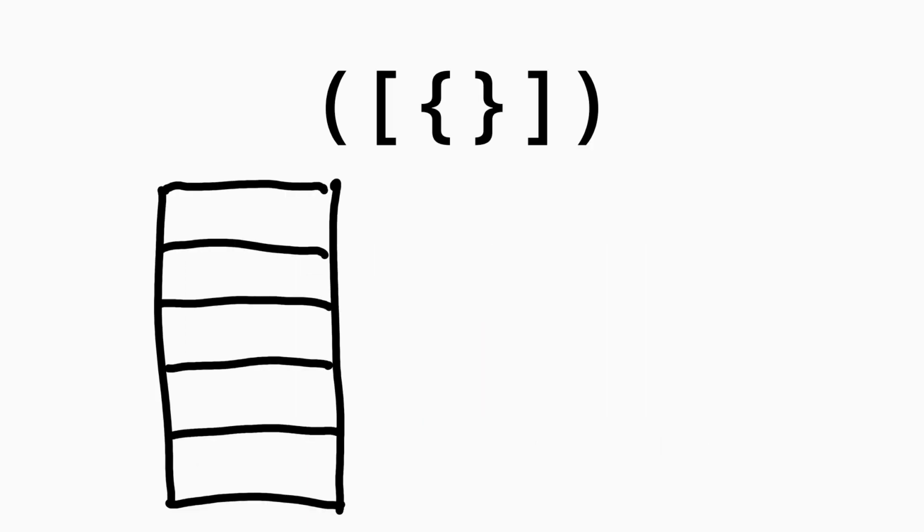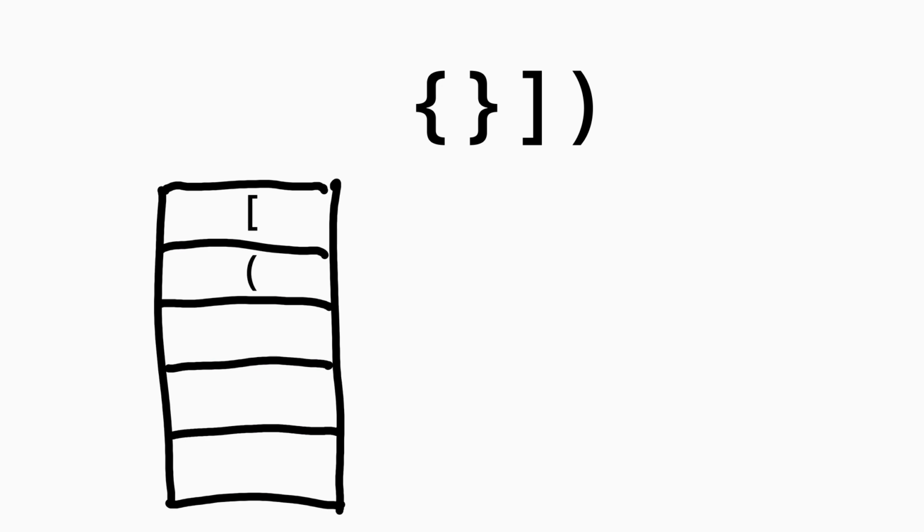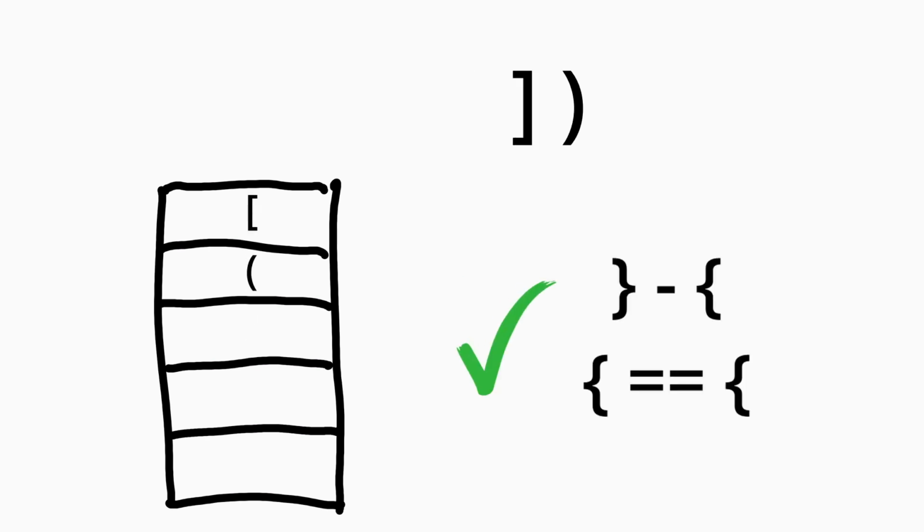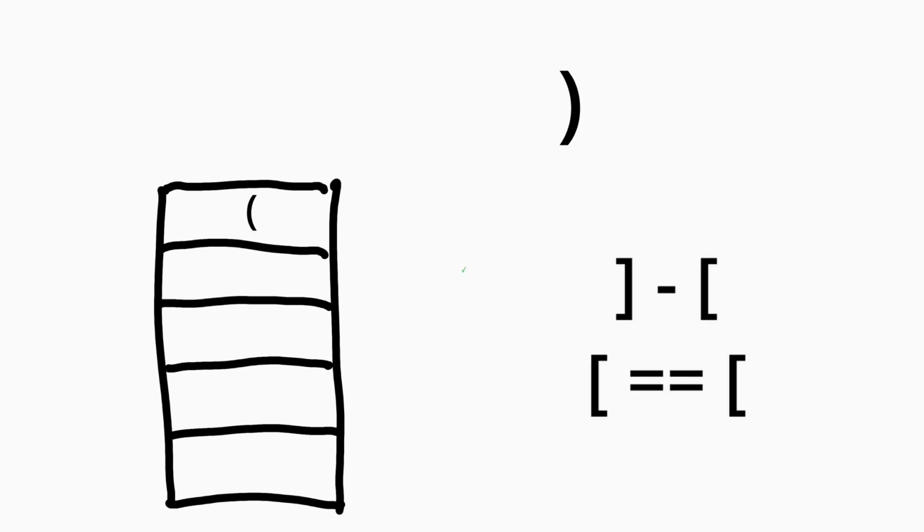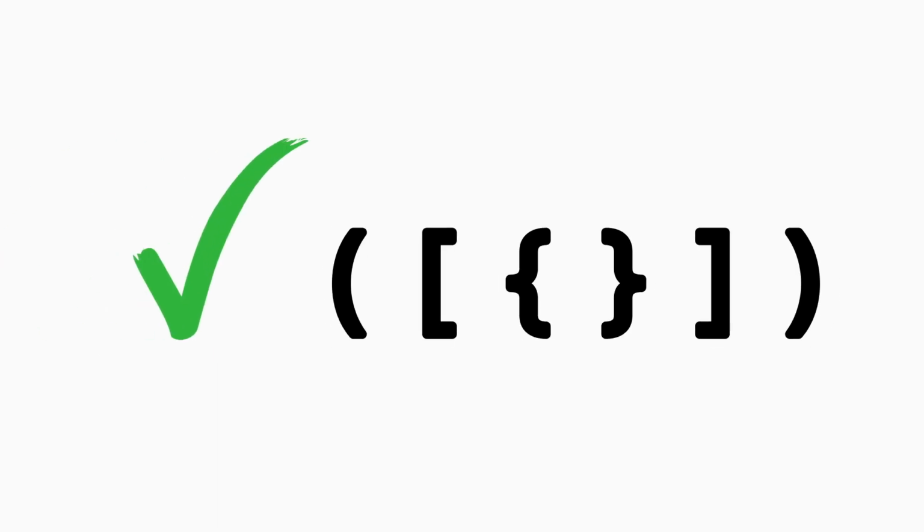Each time we encounter an opening bracket, we will put it in the stack. Each time we encounter a closing bracket, we will pop the last opening bracket from the stack and check if the types align. If they do, we continue, and if they don't, or the stack is empty, we have the answer: the string is not valid. If by the end of the string we end up with an empty stack, it means that all opening brackets were closed and the string is valid.